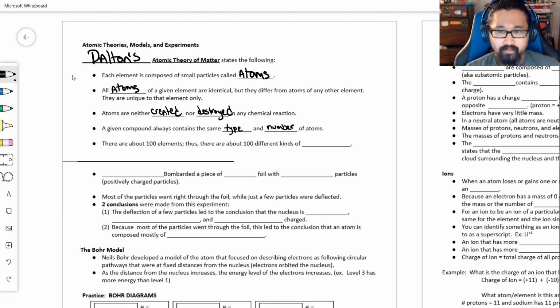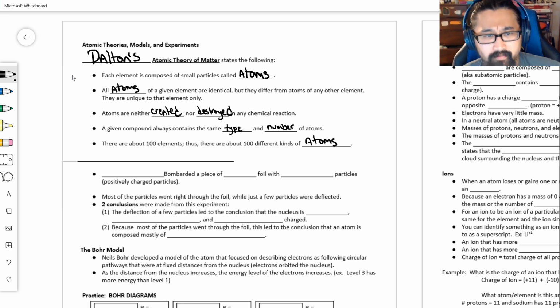This last part is where he kind of goofed. He said that at the time there were about 100 elements that they knew about, so there must be about 100 different kinds of atoms. He believed that they fundamentally differed from each other. So a carbon atom was different from an iron atom, was different from hydrogen. Nowadays we know they all more or less look the same. They differ in size, they differ in makeup a little bit, but they're not literally different things.